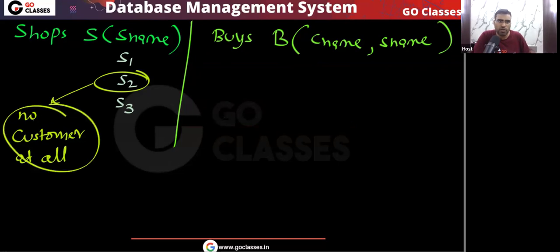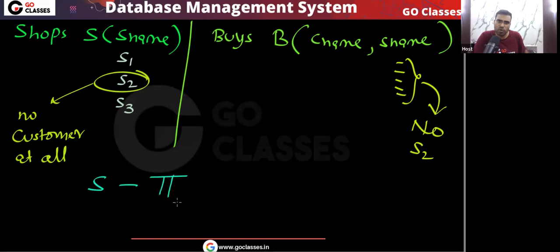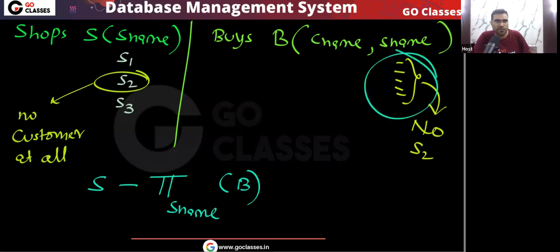If this S2 has no customer at all, then S2 will not be here. Yes or no? In this table you will not have S2. So finally, if from all the shops, from the S table, I remove the S names of table B, meaning this attribute I project, basically these shops I find.